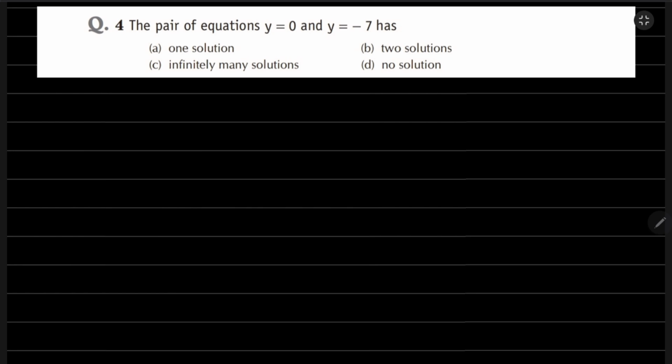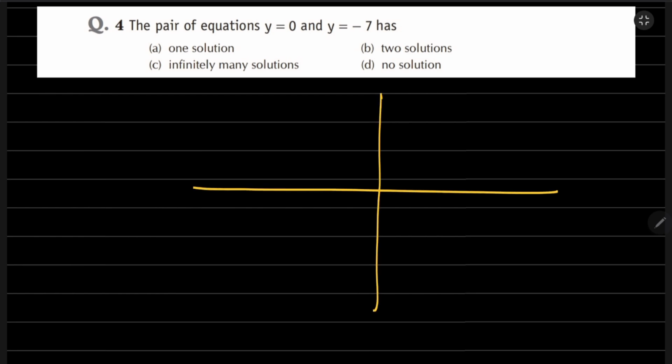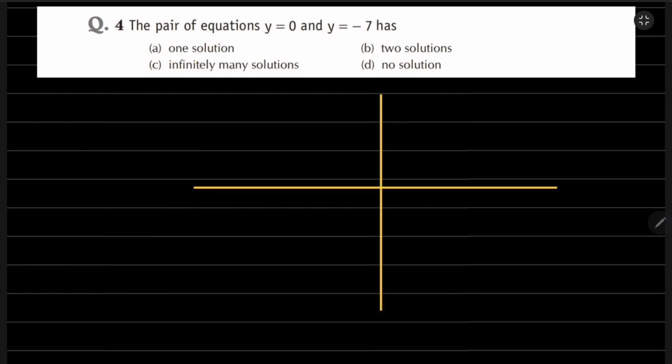So here, suppose this is the graph. Here you have your x-axis, this is your y-axis, this is 0. Where will you plot y equal to 0? So y equal to 0 will be your x-axis. Remember it. Okay, y equal to minus 7. Where will it be? This is nothing but on your y-axis.